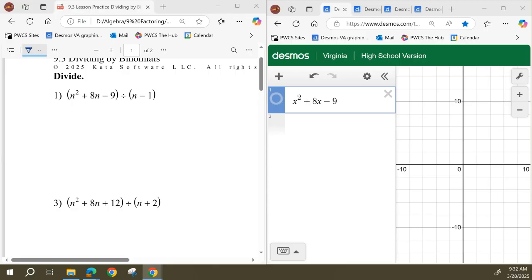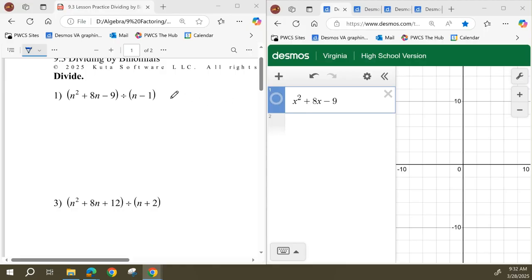We have divided by monomials, that means one term. But when we divide by two terms, it's slightly different and we need to be more careful. So, what we're going to do is first change any letters that are not x to x so that we can graph them. As you can see, in my Desmos, I already have set up that I'm going to graph this using x instead of n.